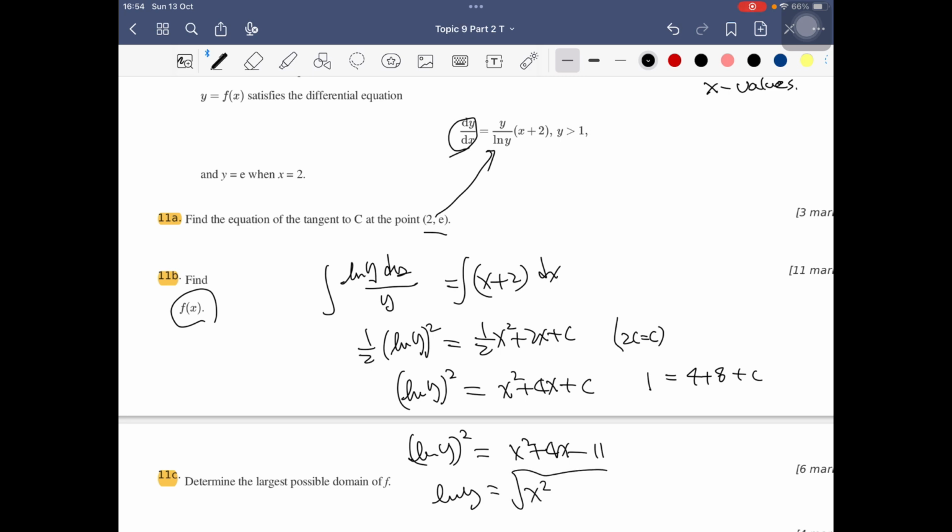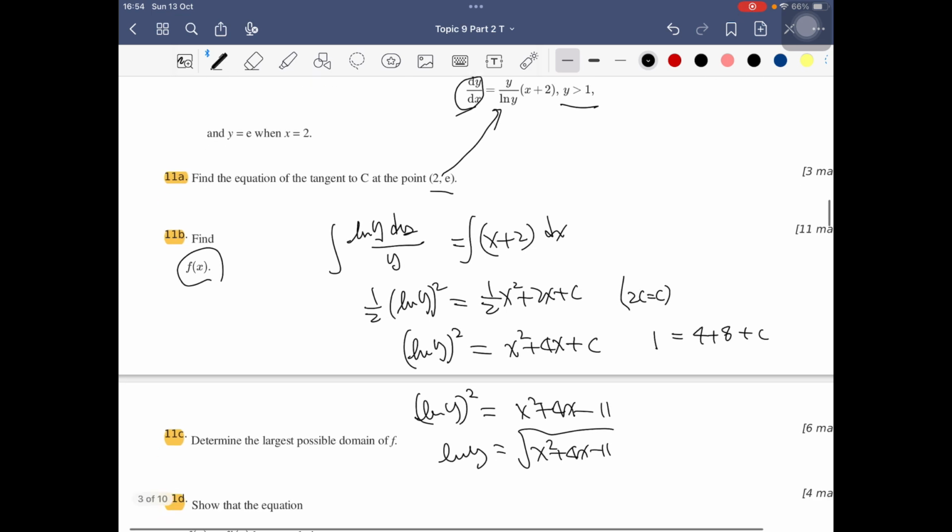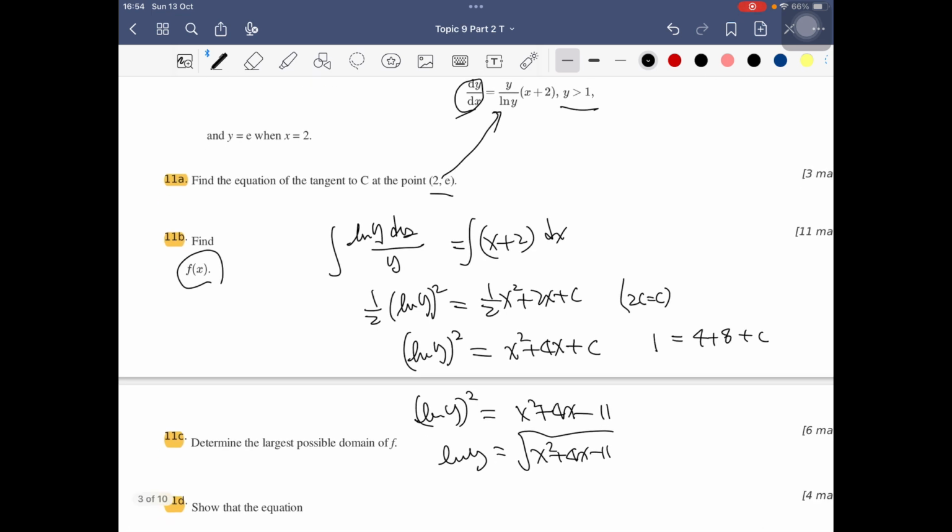So ln y is the square root of x squared plus 4x minus 11, because y is larger than 1, which means ln y is positive, as the ln y graph looks like this, and this is 1. So when it's larger than 1, it is a positive value. So y is e to the power of the square root of x squared plus 4x minus 11.